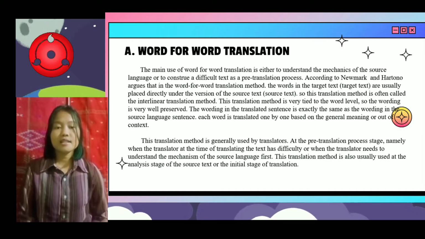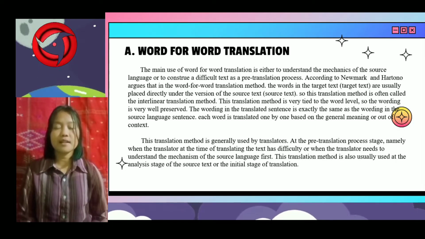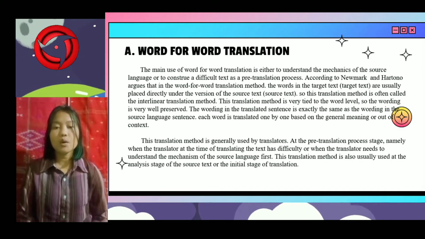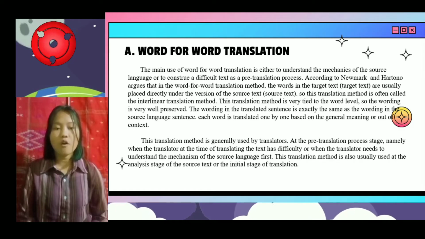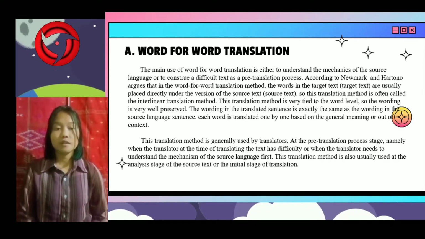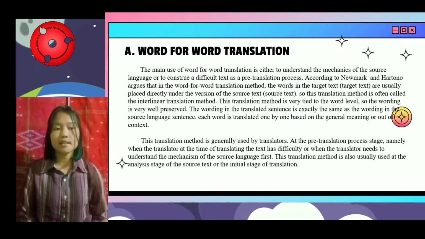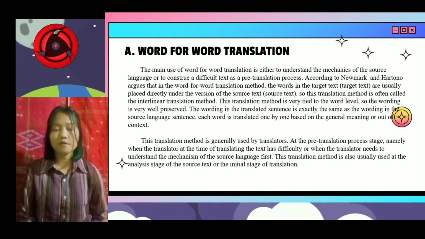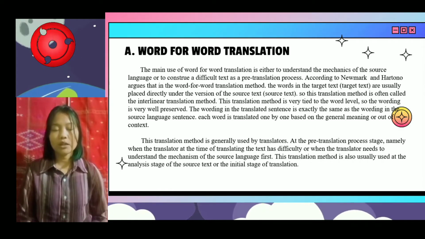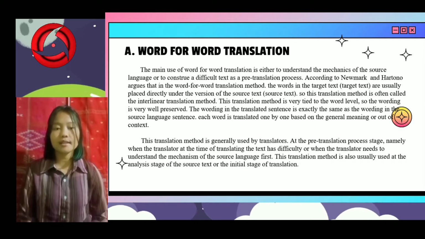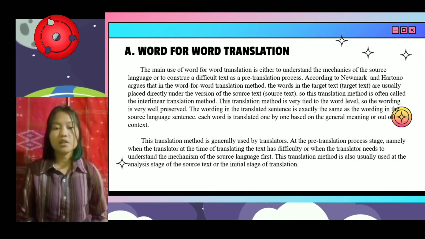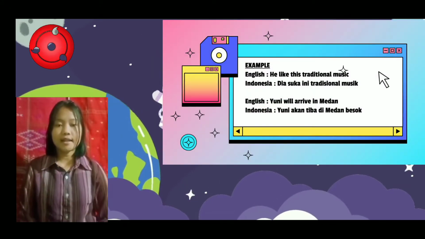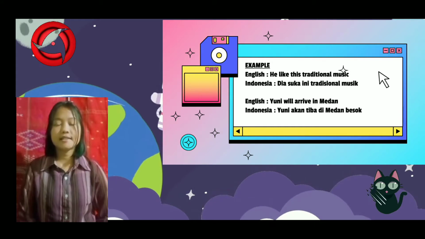This translation method is generally used by translators at the pre-translation stage, normally when the translator has difficulty with the text or needs to understand the mechanisms of the source language first. It is also usually used at the analysis stage of the source text. Example 1, in English: he like this traditional music.